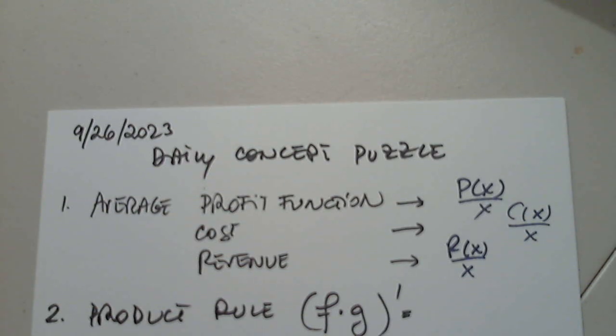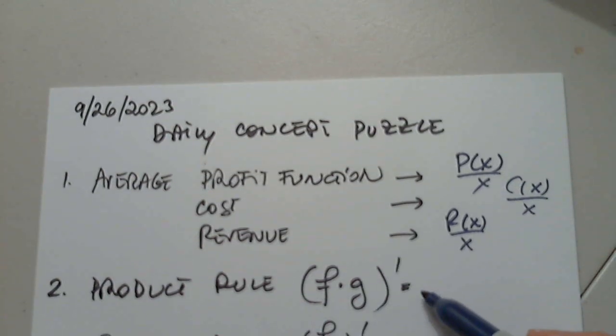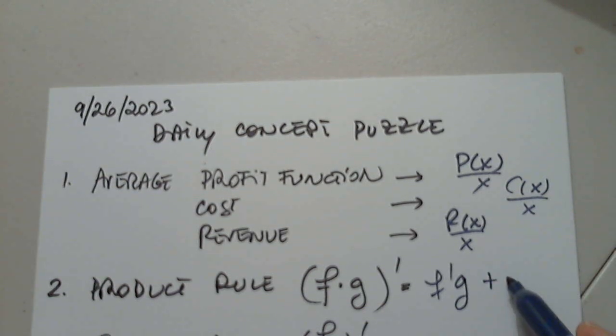The product rule. First function times the second function prime. How do I write the product rule? Please. My markers are drying out. F prime G plus F times G prime. Brilliant.